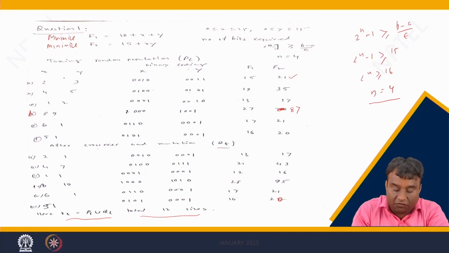So do the encoding: for 2 it is 0, 0, 1, 0; for 3, 0, 0, 1, 1. Similarly, we have done all the encoding. So check the last ones: 5 is 0, 1, 0, 1; 1 is 0, 0, 0, 1.